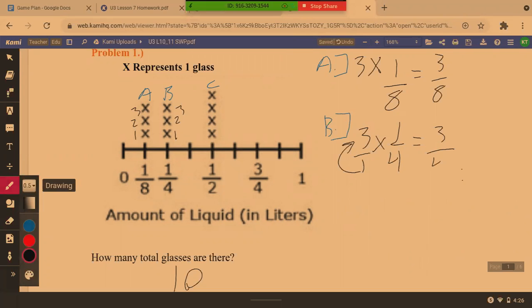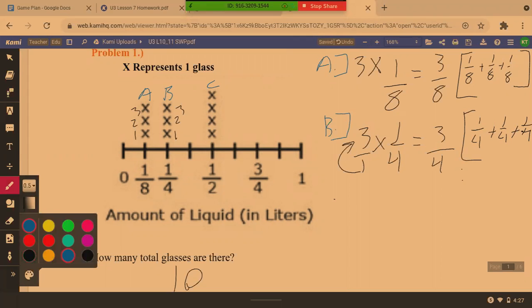And we get 3/4. If you're not comfortable multiplying fractions, definitely add them. Look, we get the same answer. 1/8 plus 1/8. That's the same thing. The common denominator is there, so it's easy. 1/4 plus 1/4 plus 1/4. Boom. Okay.